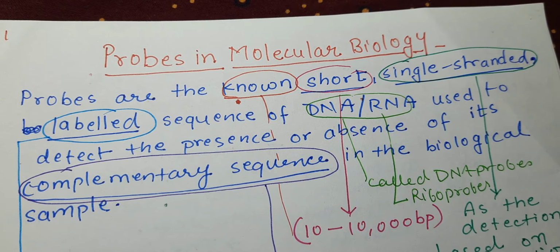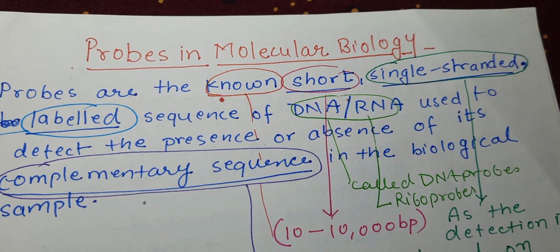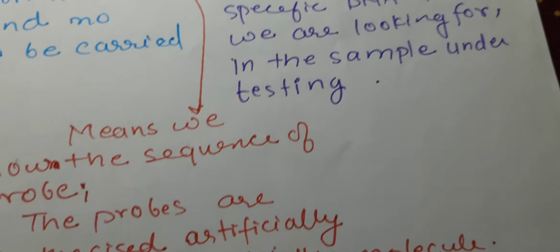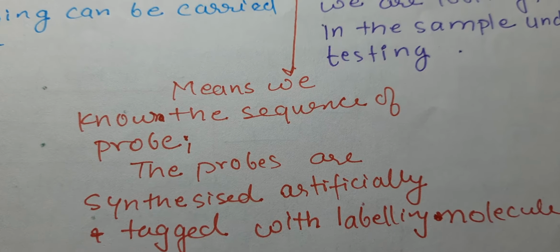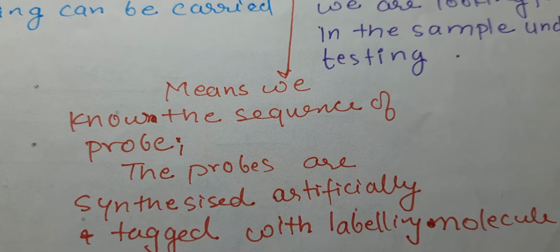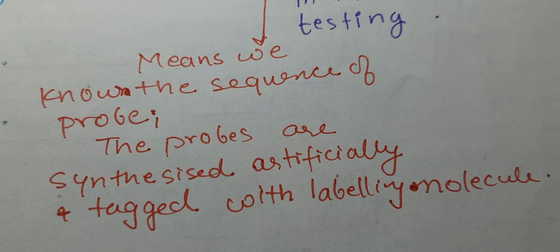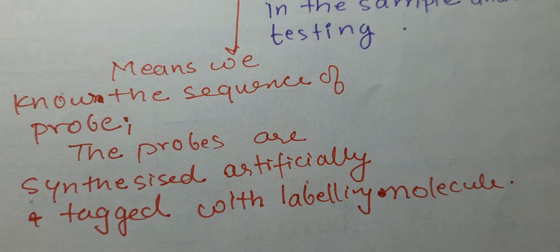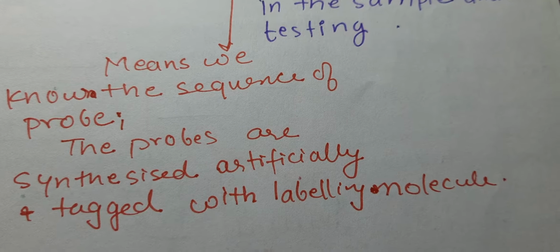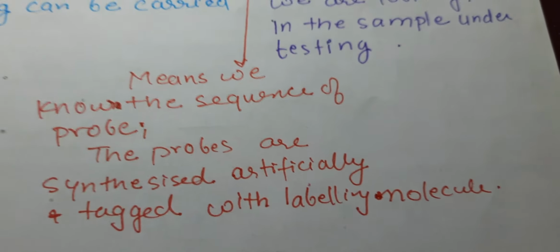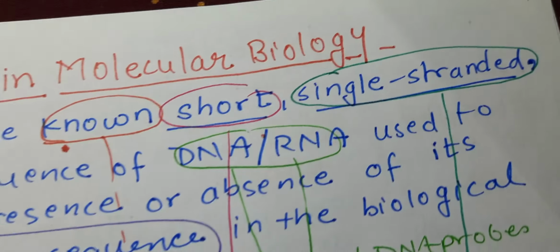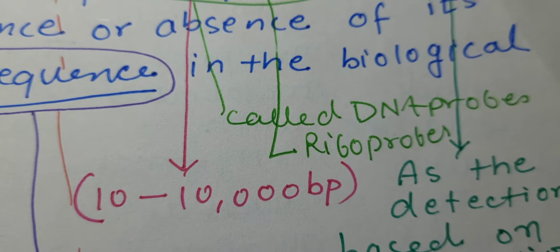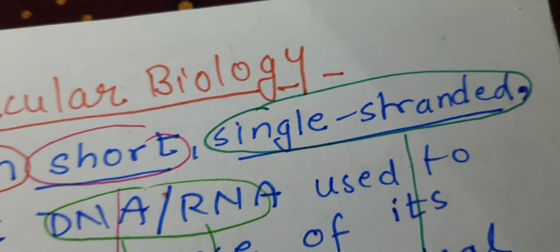Now, each and every word is important here. Let's understand. Probes are known. Known means we know the sequence of the probe because it is artificially synthesized and tagged with some labeling. We will see how it is known. And short means about 10 to 10,000 base pairs.